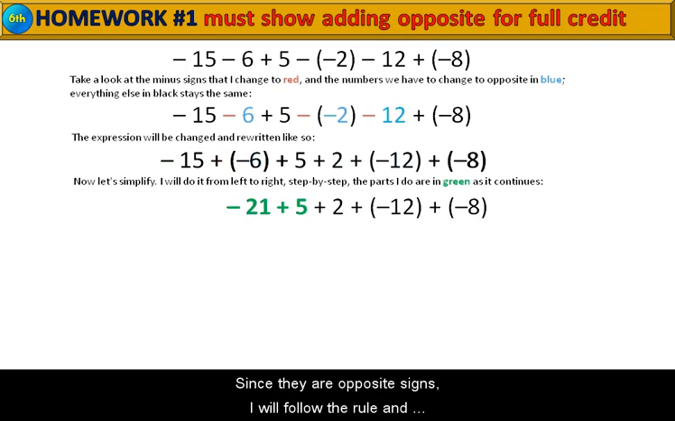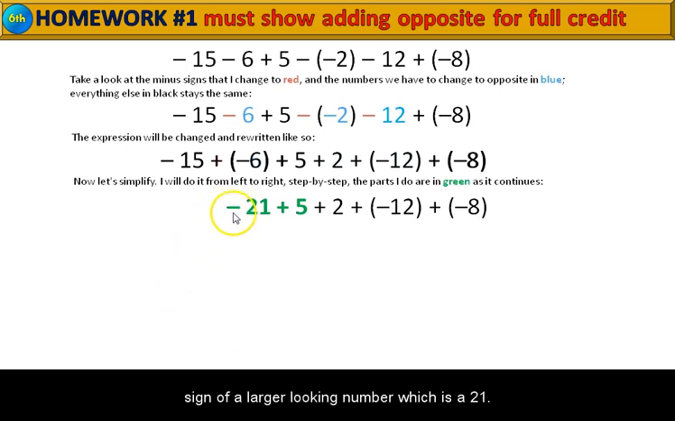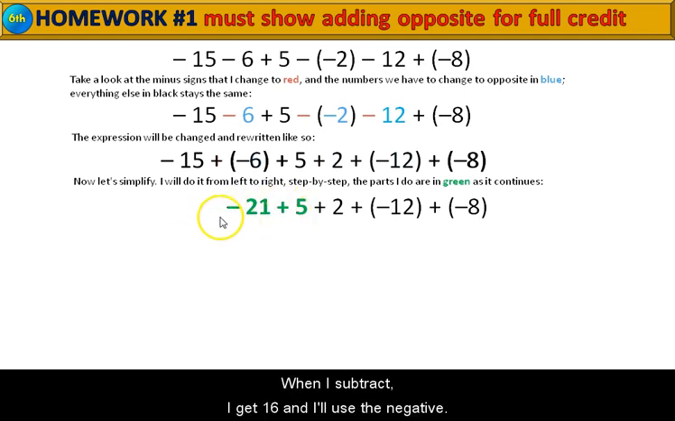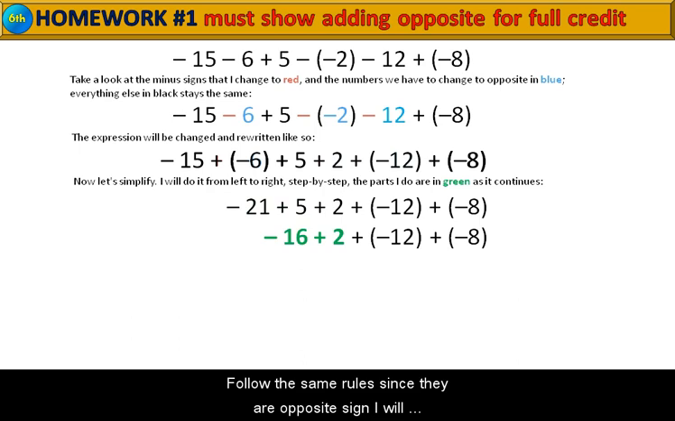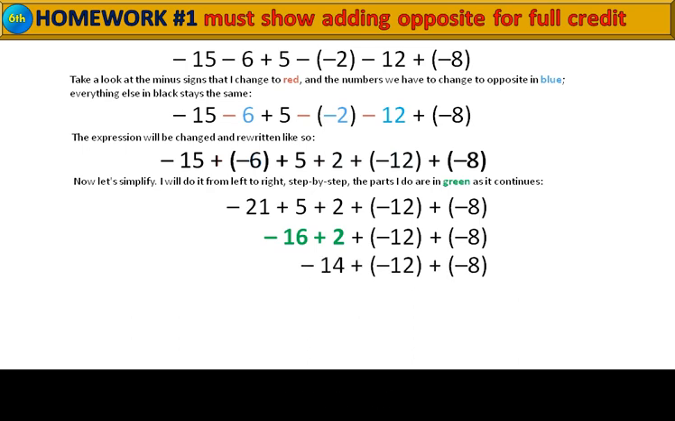Since they're opposite signs, I must follow the rule and subtract them from each other, which I get 16, and use the sign of the larger looking number, which is the 21, so I'll use a negative. And I rewrite the rest of the expression. Now let's do negative 16 plus 2. Following the same rule, since they're opposite signs, I will subtract them and get 14 and use that negative symbol because it was larger. Negative 14 plus negative 12 plus negative 8.